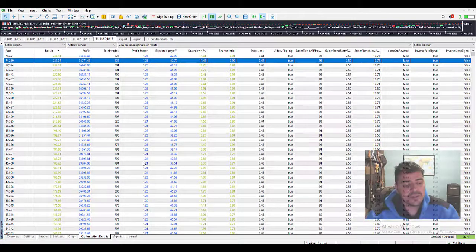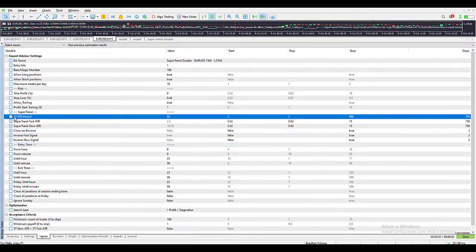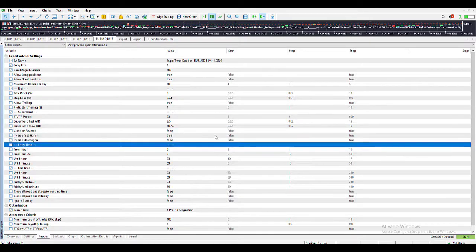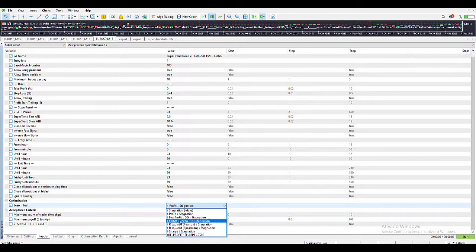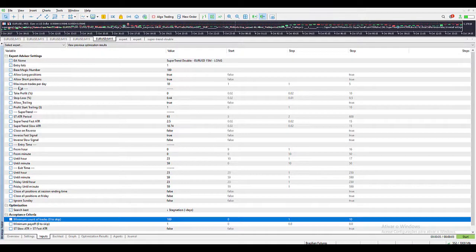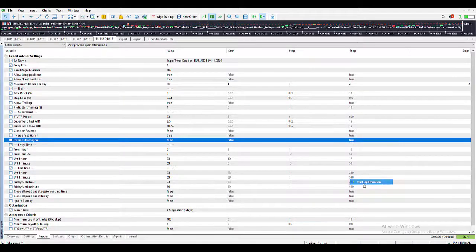And check this number too, the stagnation in days, and you can see it. Just do an optimization, change the metric to stagnation in days, and for example here in max trades per day I will just do one, stopping two, just to run two optimizations.